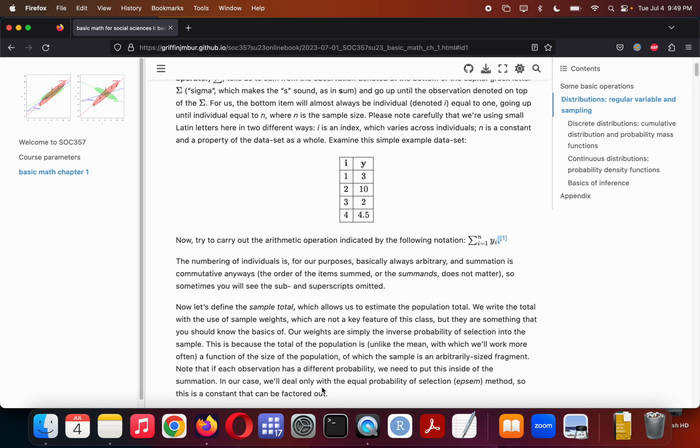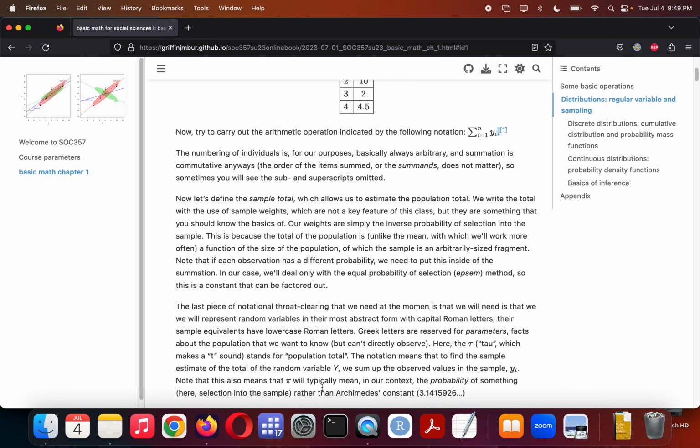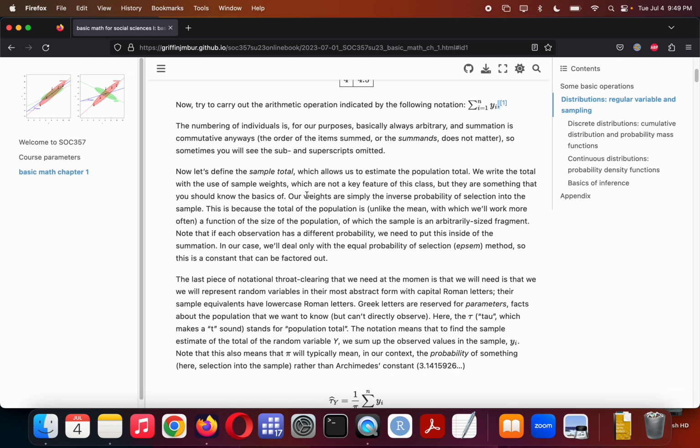Okay, so how do we use these weights? What are these kind of scary looking weights? Well, I want to mention a couple of things here. So first, our weights are simply the inverse probability of selection into the sample. So all we need to do is just figure out what probability individuals in the sample had of getting into the sample and then multiply by the inverse of that to undo that problem with size. Note that this gets really tricky when observations have different probabilities, but if they don't, it's much simpler, and I'll show you the math in a moment.